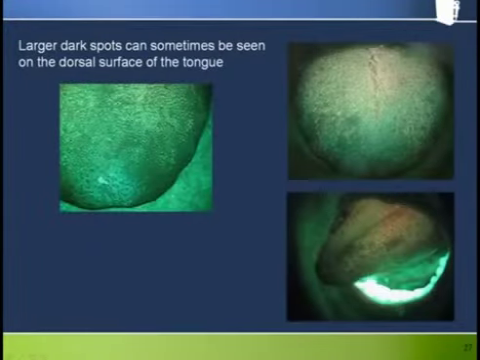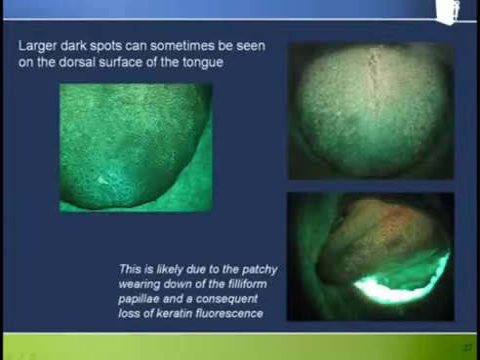Larger dark spots can sometimes be seen on the dorsal surface of the tongue. This is likely due to patchy wearing down of the filiform papilla from use of the tongue as it comes into contact with food and/or teeth. The result is a dark patch due to the loss of keratin fluorescence from the filiform papilla.